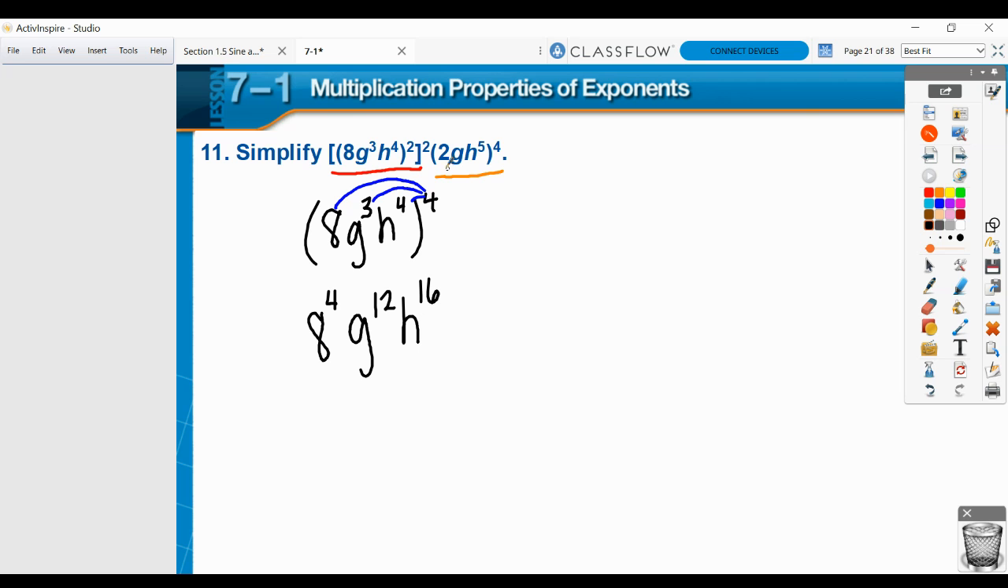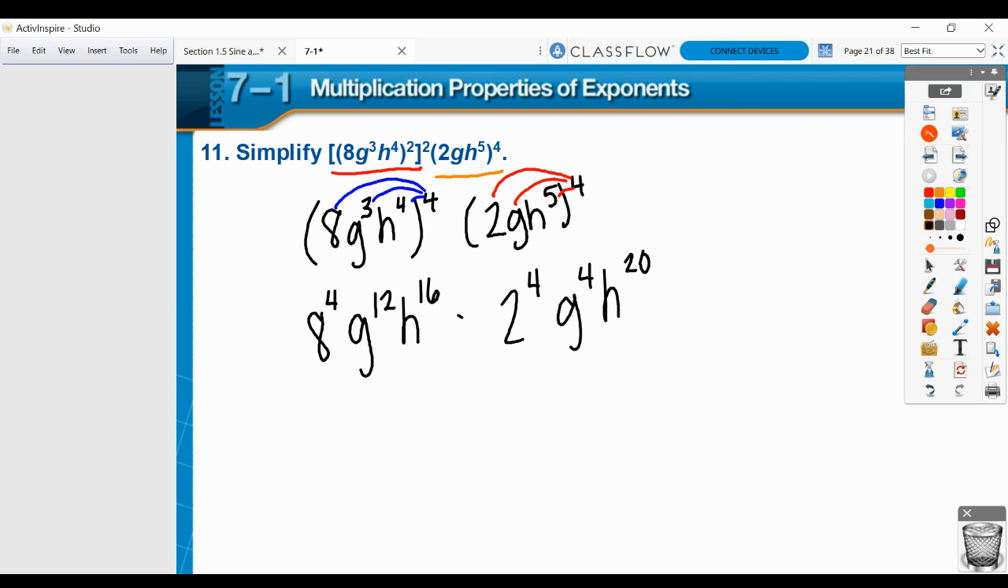Okay, now we're ready to go to the other one. This is a power of a product. So if I rewrite that just to follow along with this, you are distributing that 4. So it'd be 2 to the fourth, g to the fourth, h to the 20th.